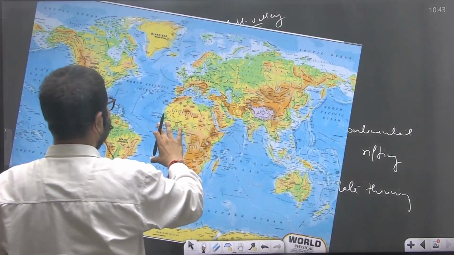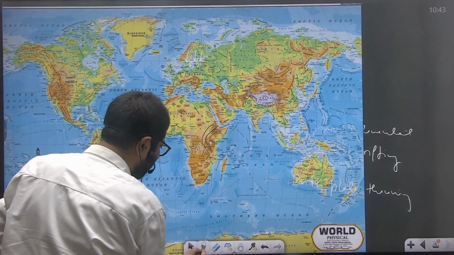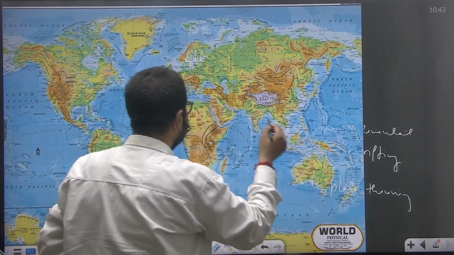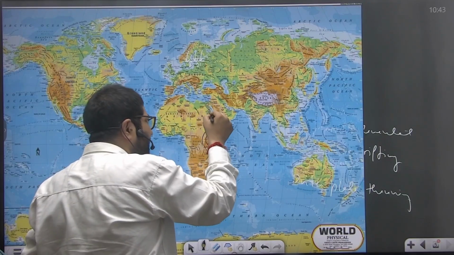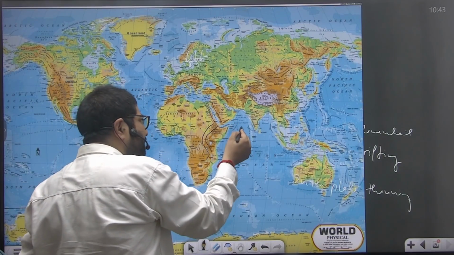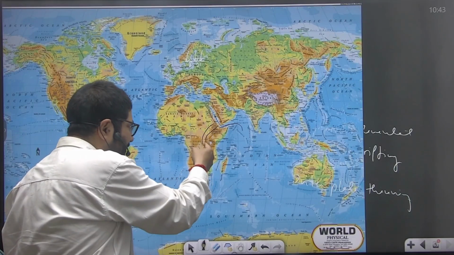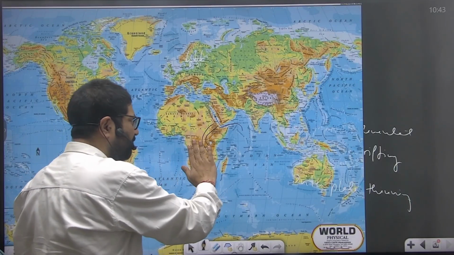See, second stage. This Red Sea represents the second stage. Red Sea is also located in a rift valley, but it is in the second stage where the sea water has entered into the rift valley. East African rift valley is in the first stage. Sea water has not entered.